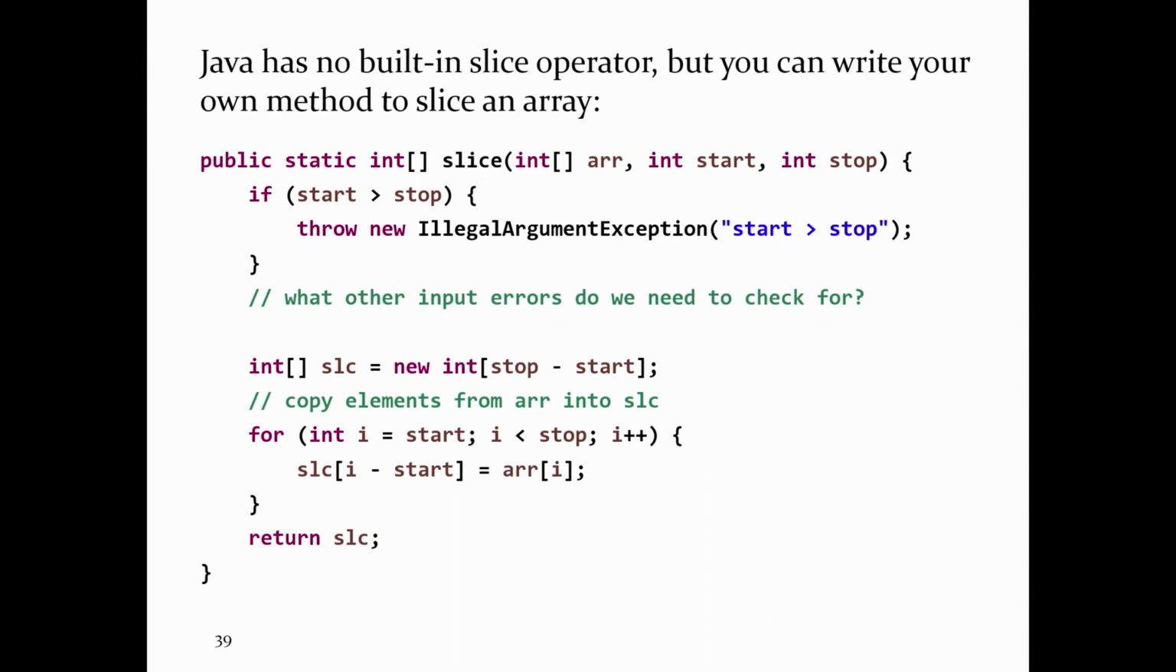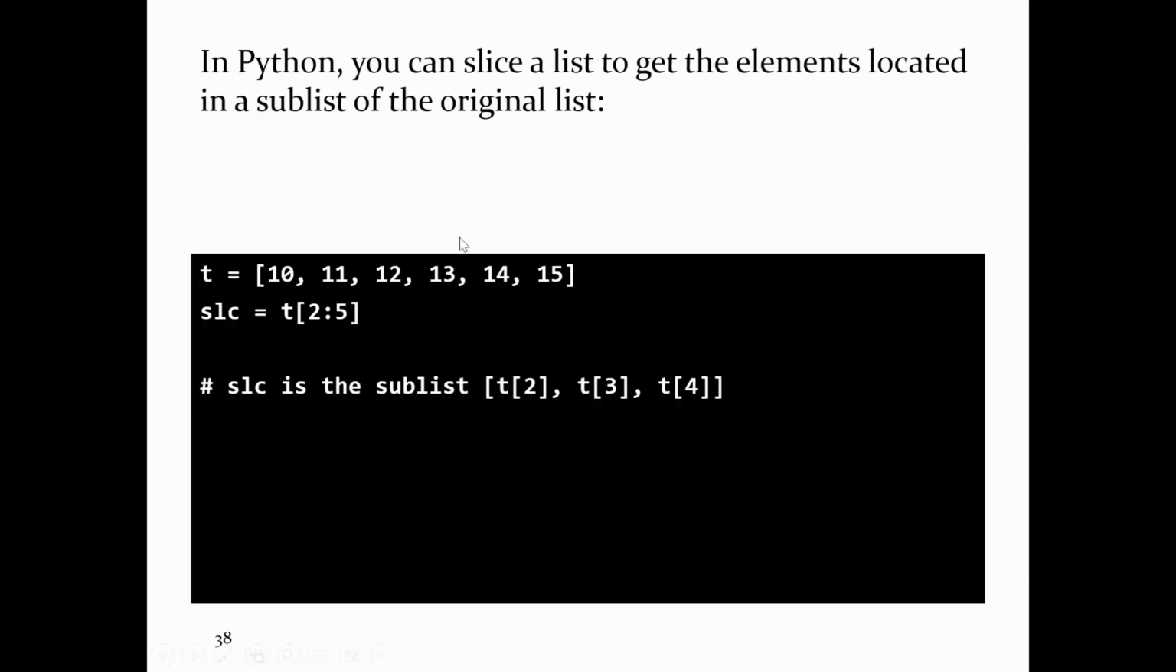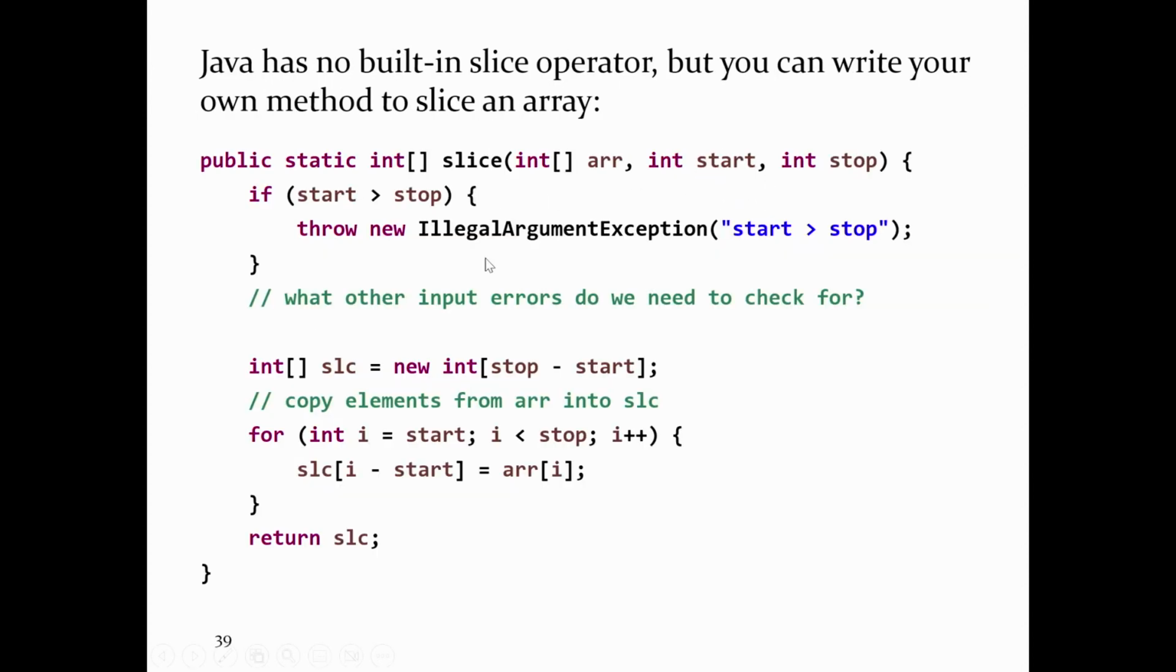So we'll write a method called slice. It takes in an array. That's my starting index, so it's going to be the 2 in this case. Stop is 1 past the last index in the slice. And it's going to return an array of the same type as this. So if that's an int array, then the return value, the sub array, is also an int array.